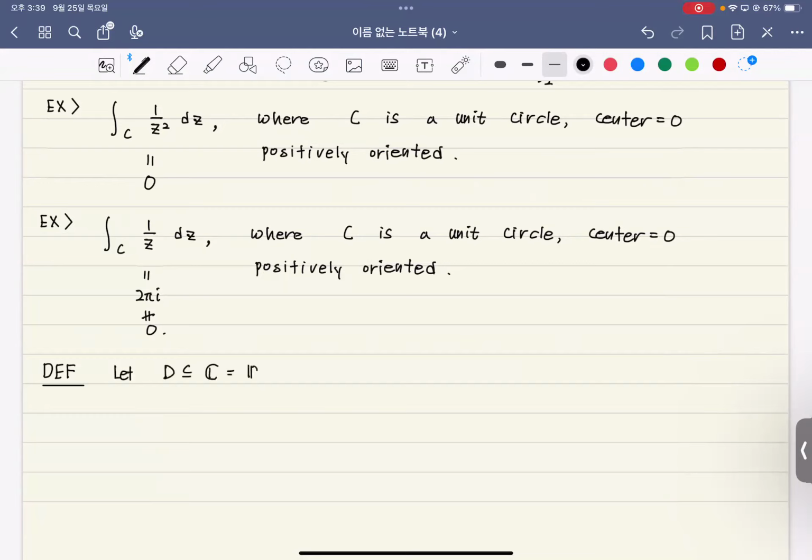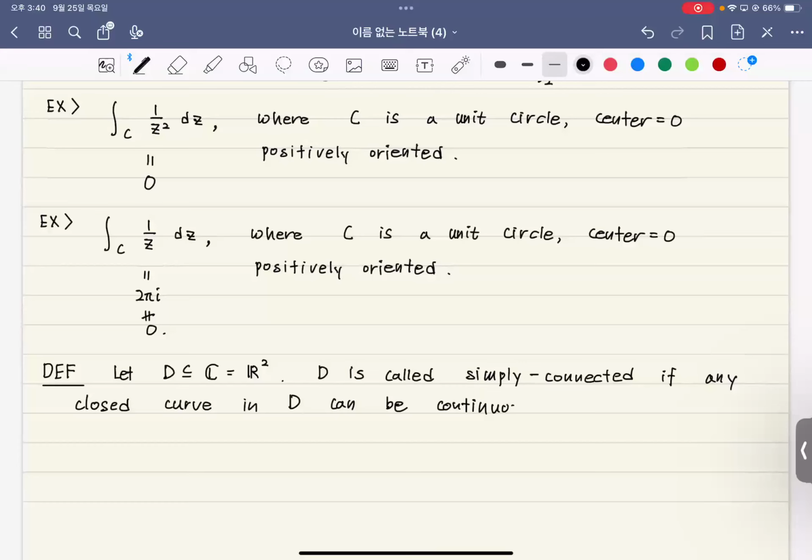Well, suppose that I have chosen some subset from the complex plane, which I will call D, and I say this set D is called simply connected if any closed curve in D can be, this is a very important point, can be continuously shrunk to a point throughout D. What do I mean by any closed curve can be continuously shrunk to a point?